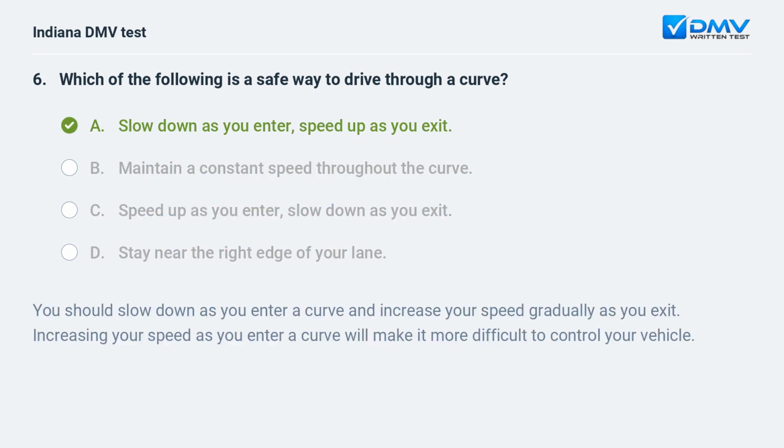A. Slow down as you enter, speed up as you exit. You should slow down as you enter a curve and increase your speed gradually as you exit. Increasing your speed as you enter a curve will make it more difficult to control your vehicle.